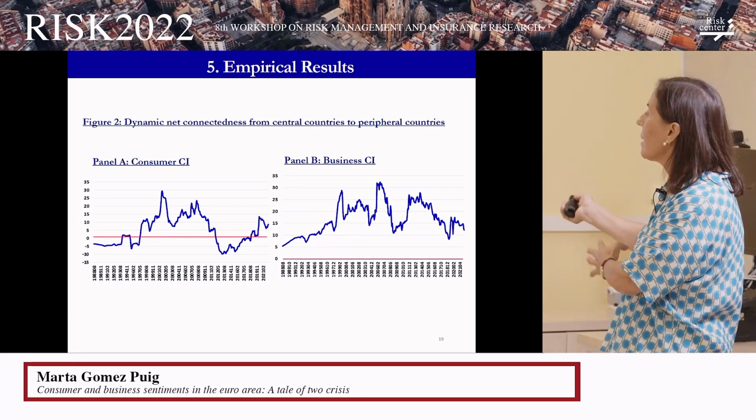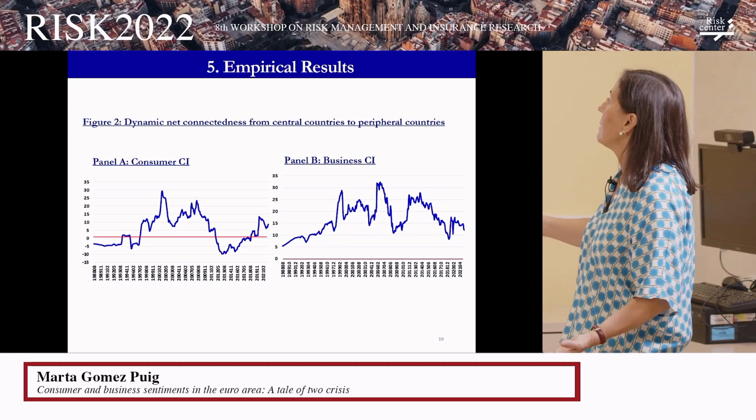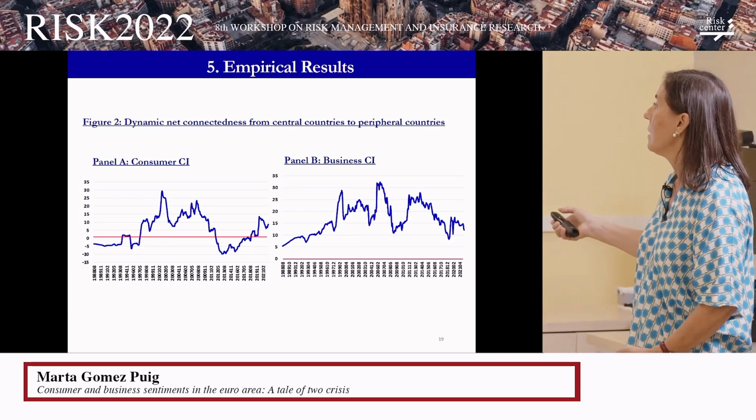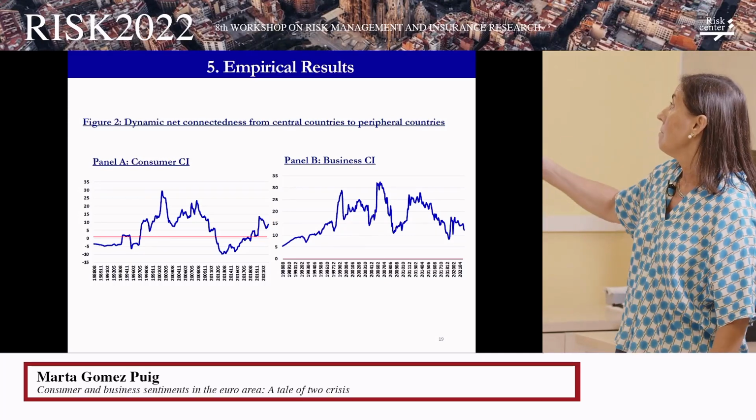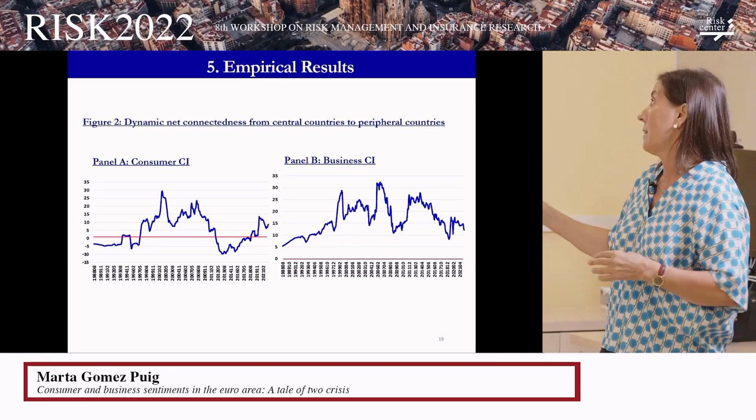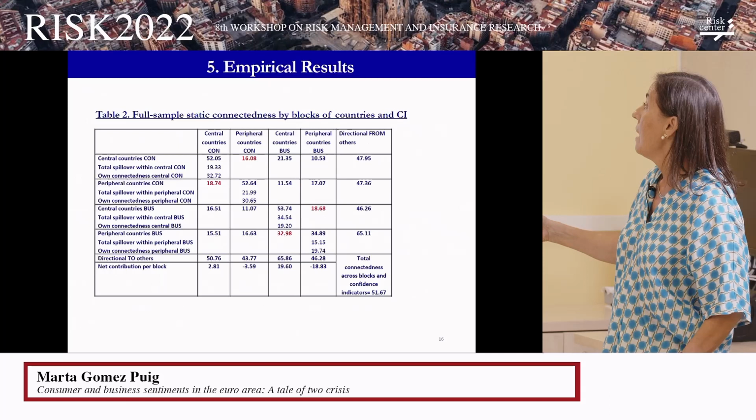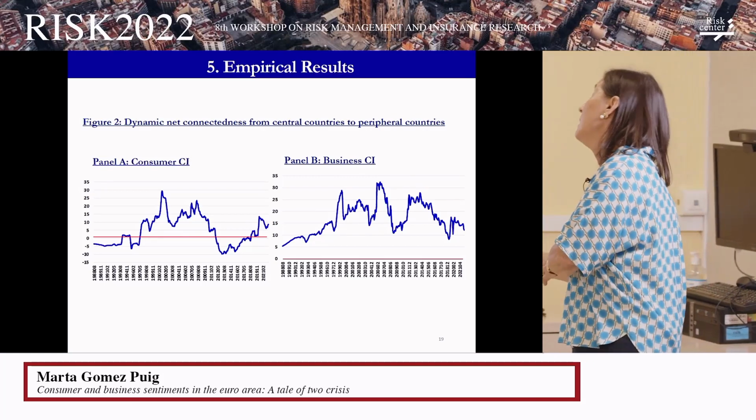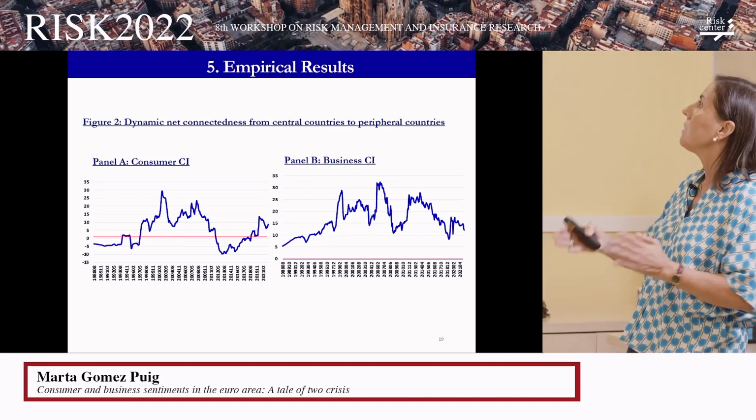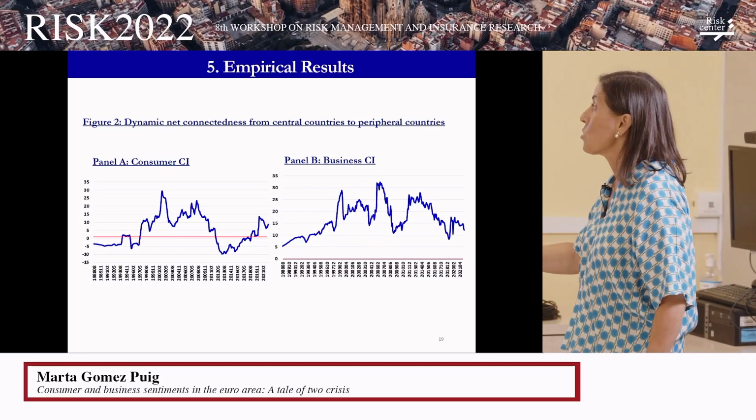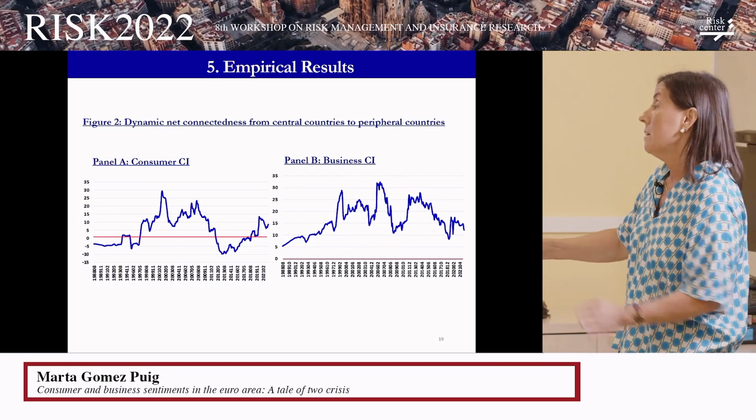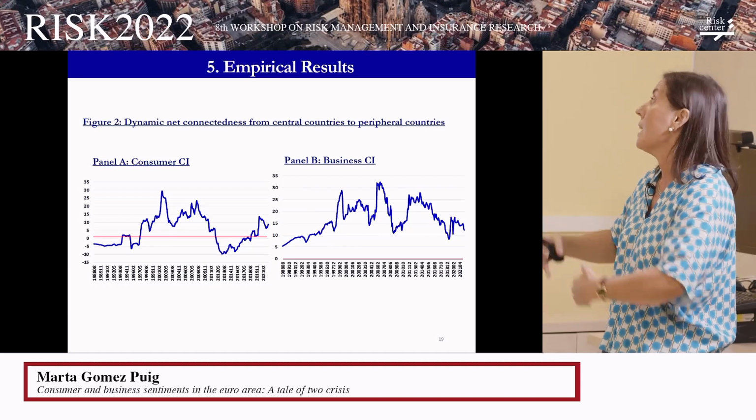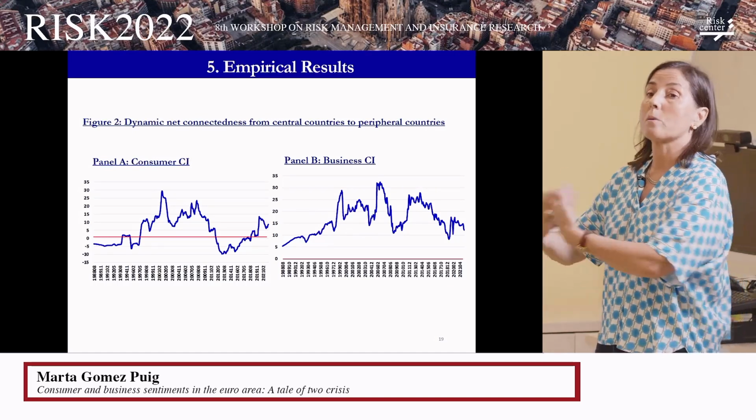Beginning with business confidence indicator, we can see that this dynamic net connectedness from central to peripheral countries is always positive, meaning that throughout all the sample, central countries, as we have just seen before in table 2, are the main triggers of confidence. Confidence in the case of business confidence indicators is transmitted from central to peripheral countries. But in the case of consumer confidence indicators, this value in some subsamples is positive, meaning that central countries are the triggers, and in some subsamples is negative, meaning that peripheral countries are the ones who are the triggers.